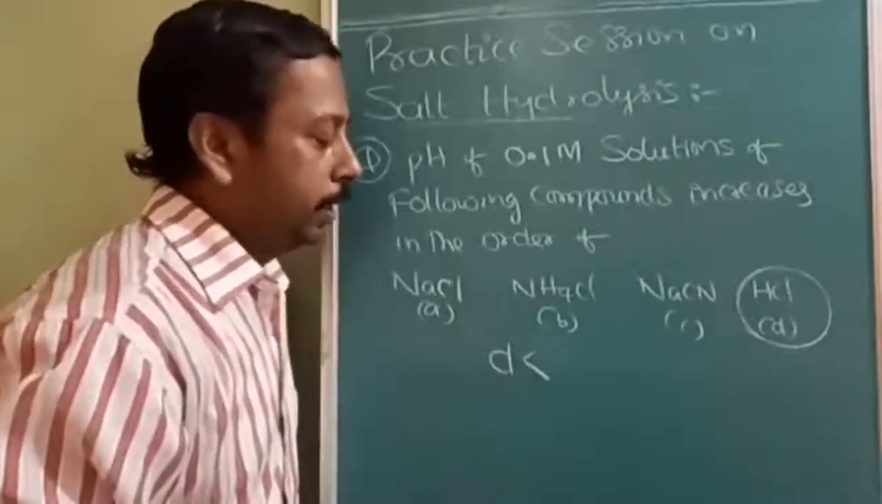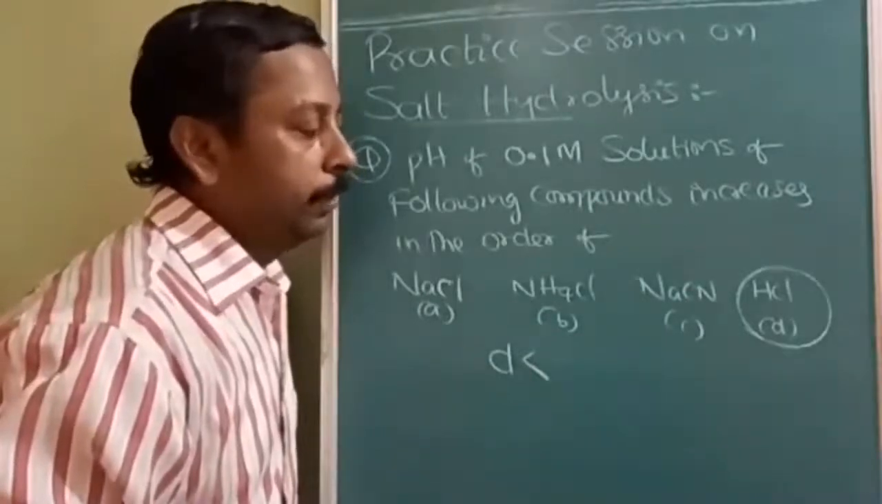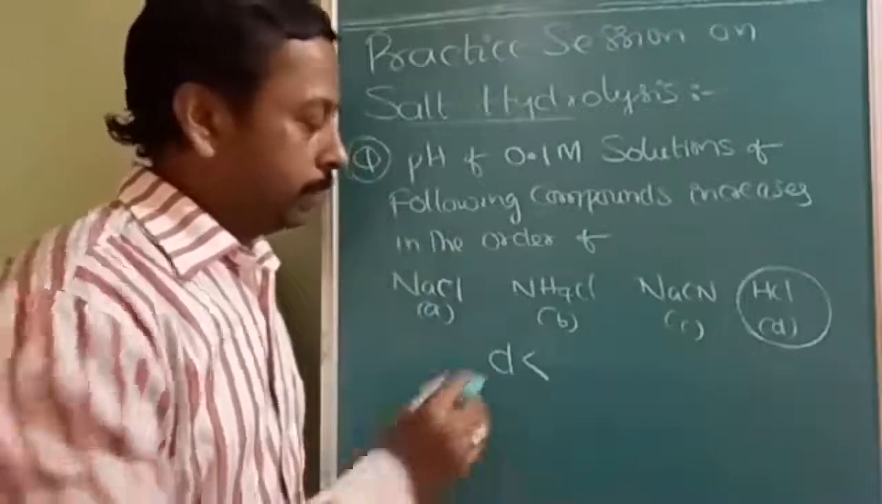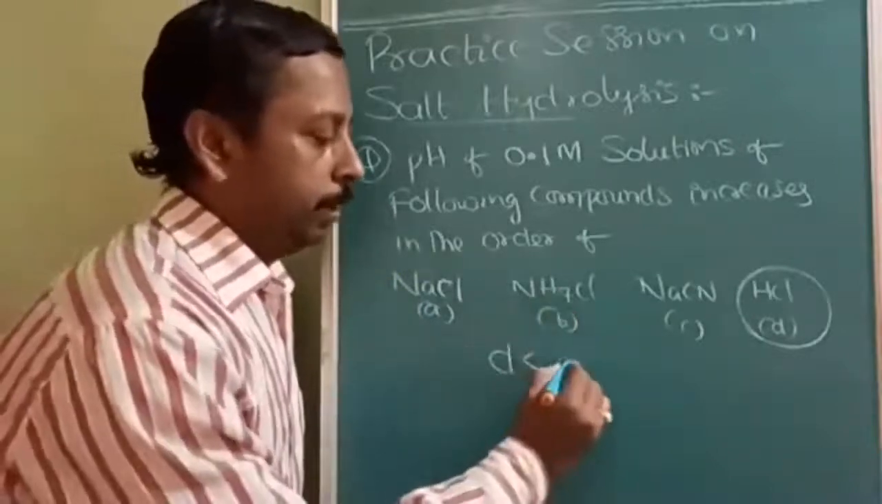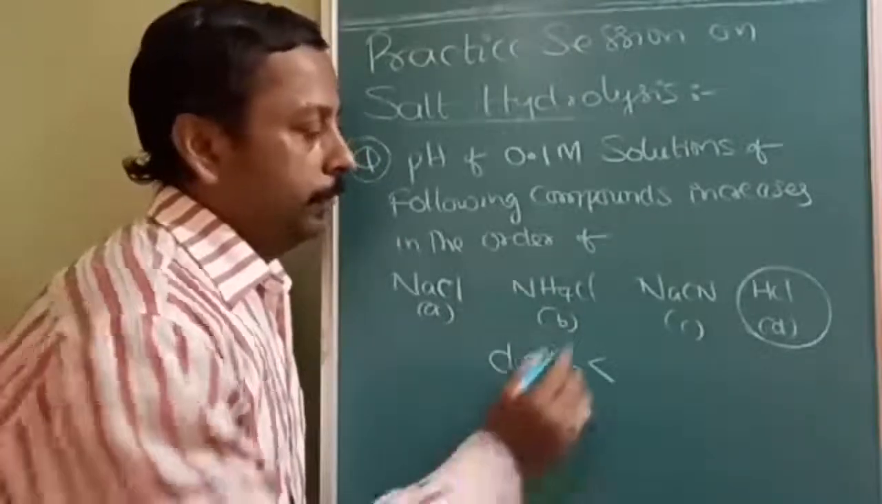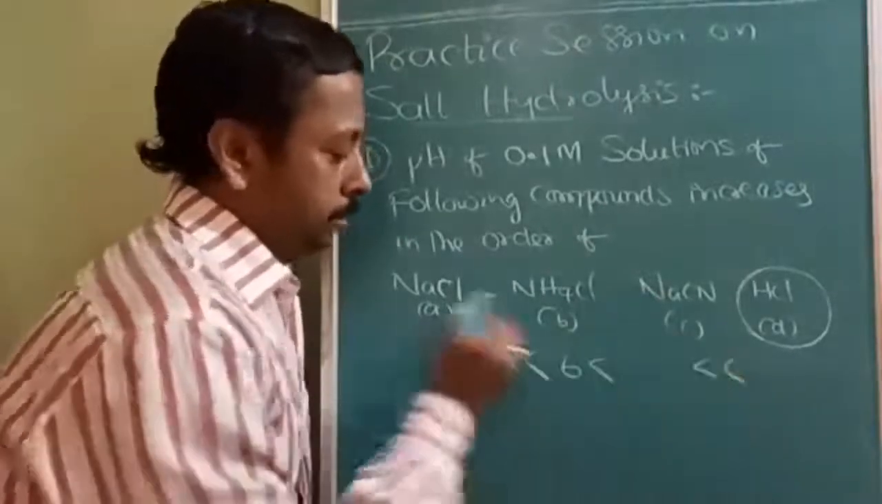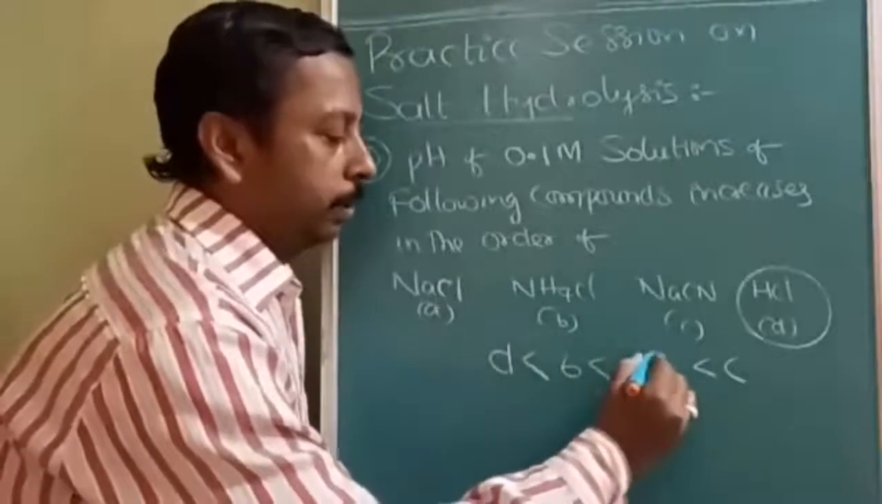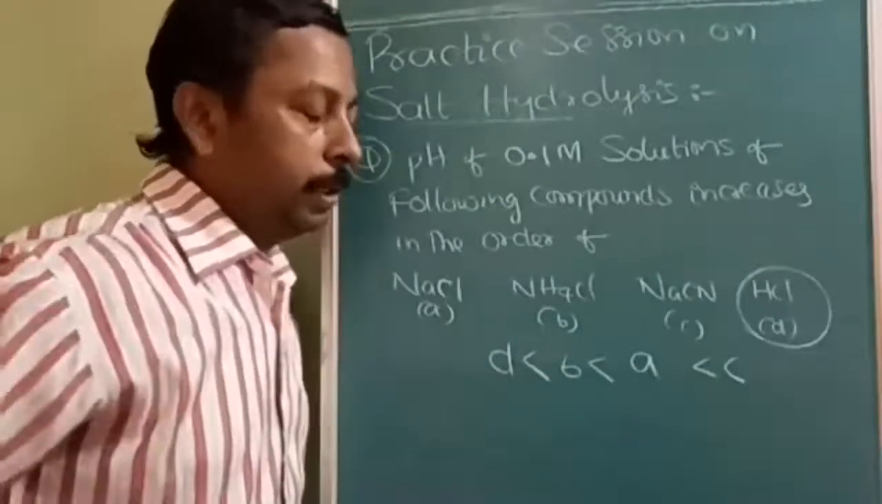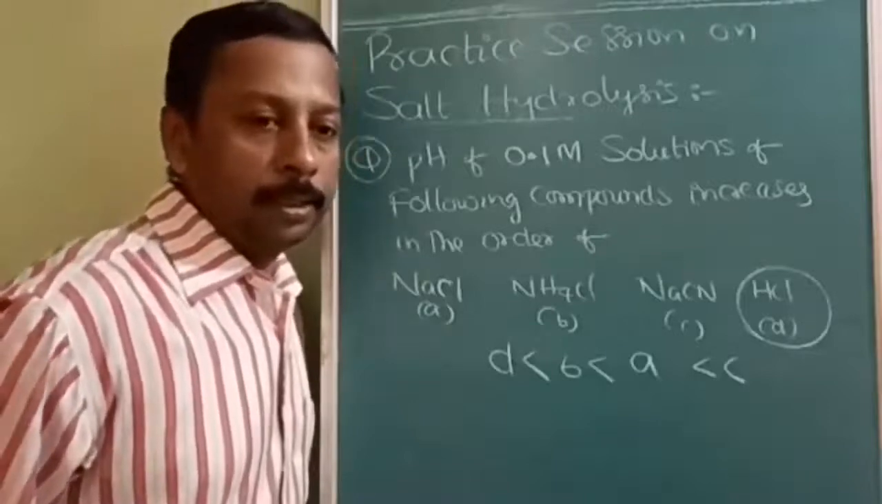Then strong acid but weak base. Strong acid but weak base. What will be the answer? This one, B. Okay. Weak acid, weak base is highest and it will be 7. Okay. So D, B, A, C. What will be the answer? D less than B less than A less than C.